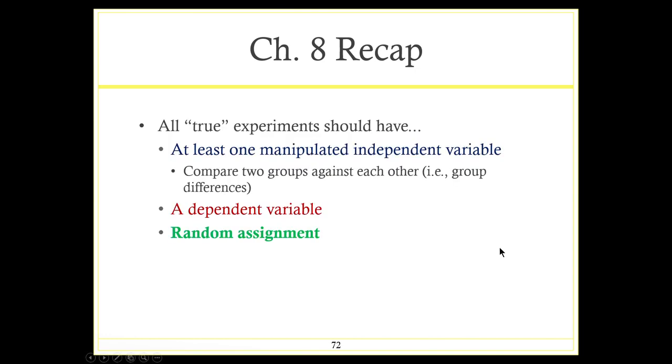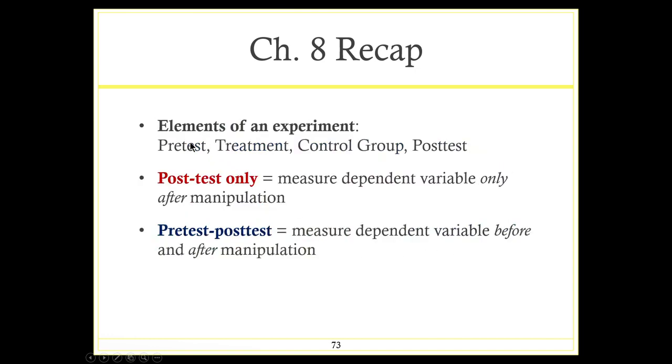Next, we talked about the three elements of true experimentation: manipulation, dependent variable, and most importantly, random assignment. We also talked about the four elements in an experiment: pretest, treatment, control group, post-test. You can have a pretest or not, but you definitely need the other three. Post-test only design and pretest-post-test design are the two basic types of design. You can measure the dependent variable only after manipulation, or you can measure it before and after manipulation, so you can get a sense of what is going on before the experimentation starts.